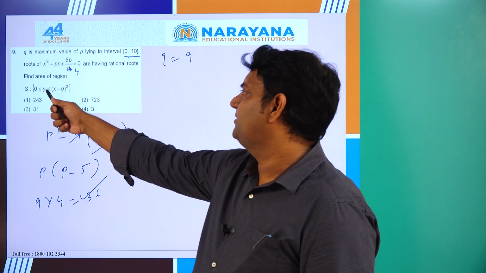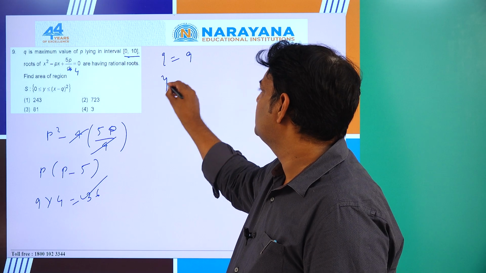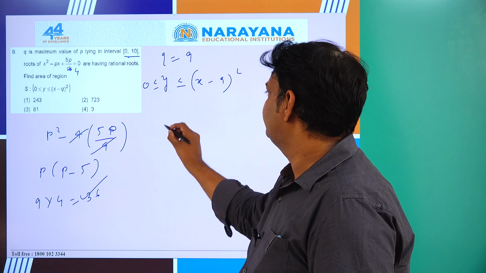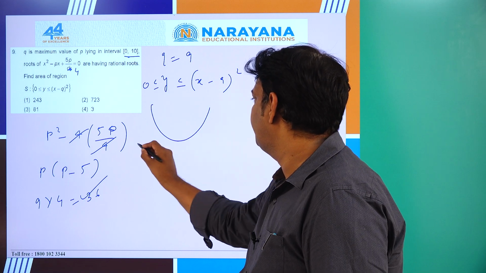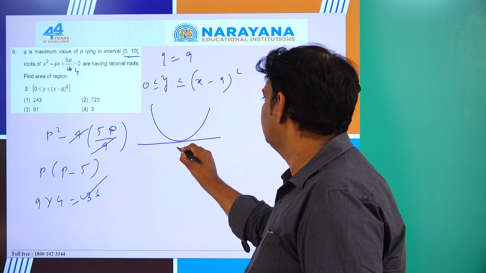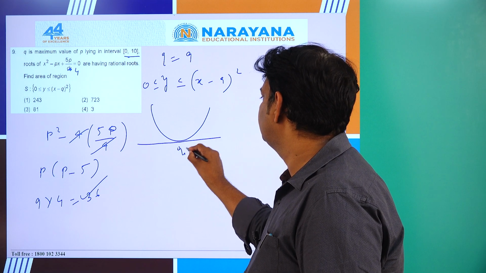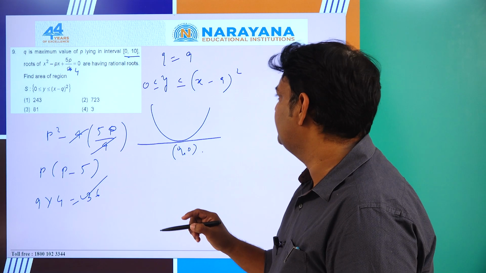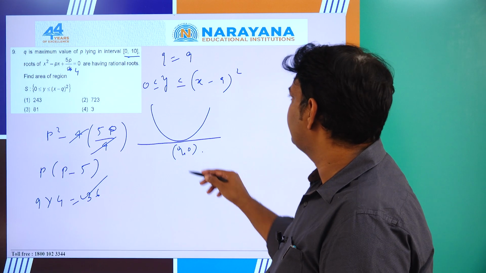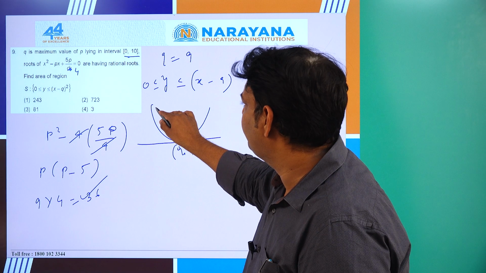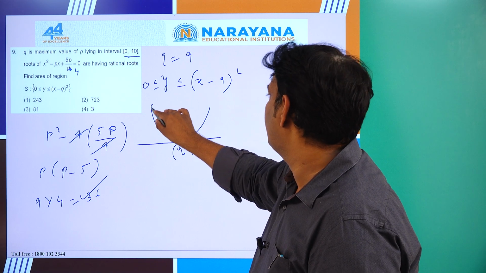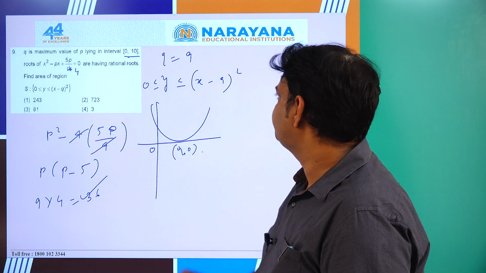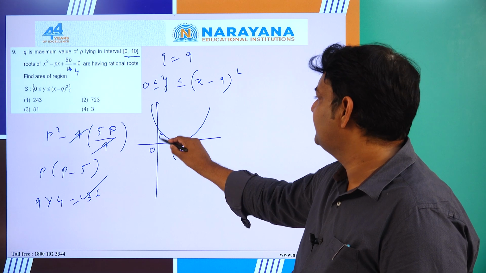Now come here. Find the area of the region bounded by y less than or equal to x minus q, whole square, that is x minus 9 whole square. Now it's a very simple problem. This is the parabola. This is 0, 9, 0. Y is varying from 0 up to the parabola, so we need y greater than 0, something like this. This is the area we need to calculate.